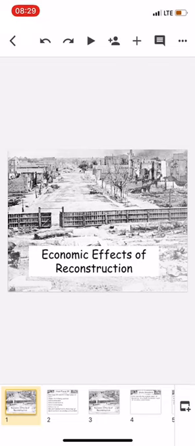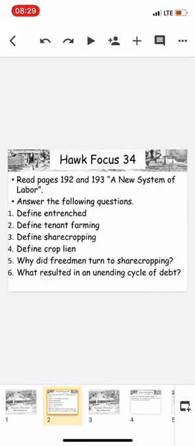So, economic effects of Reconstruction. Here we go. Let's talk about this. You'll see Hawk Focus 34 here. You'll need to read pages 192 and 193 on the online textbook, discussing a new system of labor.